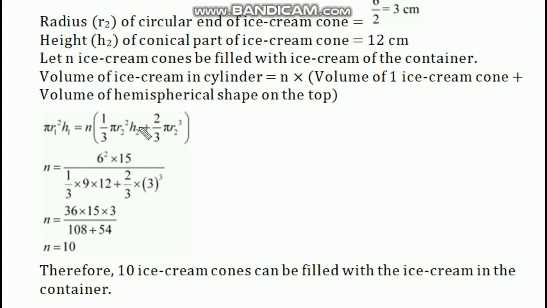Then substitute the values here. Thereafter, transpose everything except n to the left hand side. Then you will get 36 into 15 into 3 over 108 plus 54. After simplification you will get n equal to 10. So therefore 10 ice cream cones can be filled with the ice cream in the container.